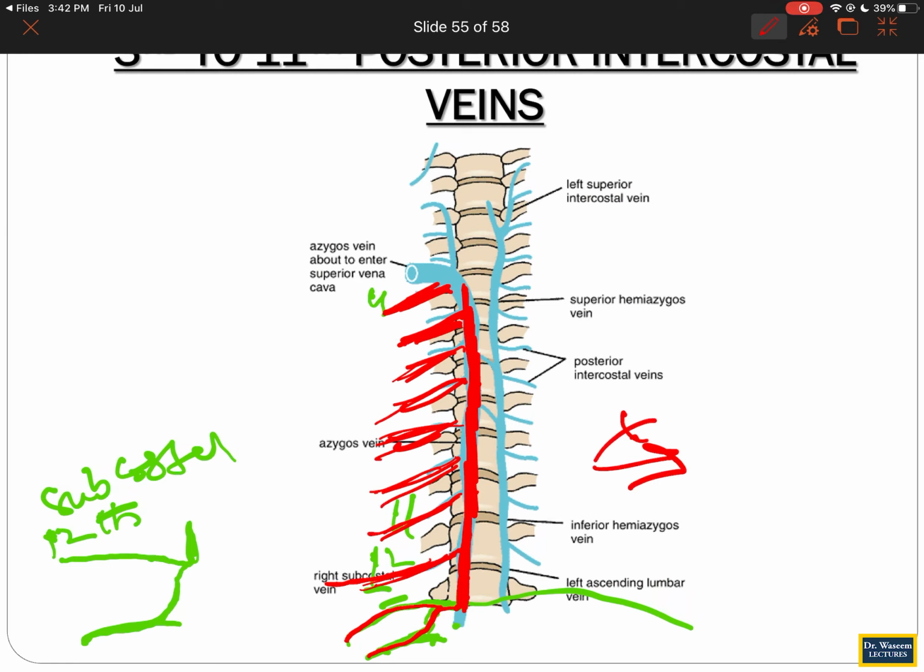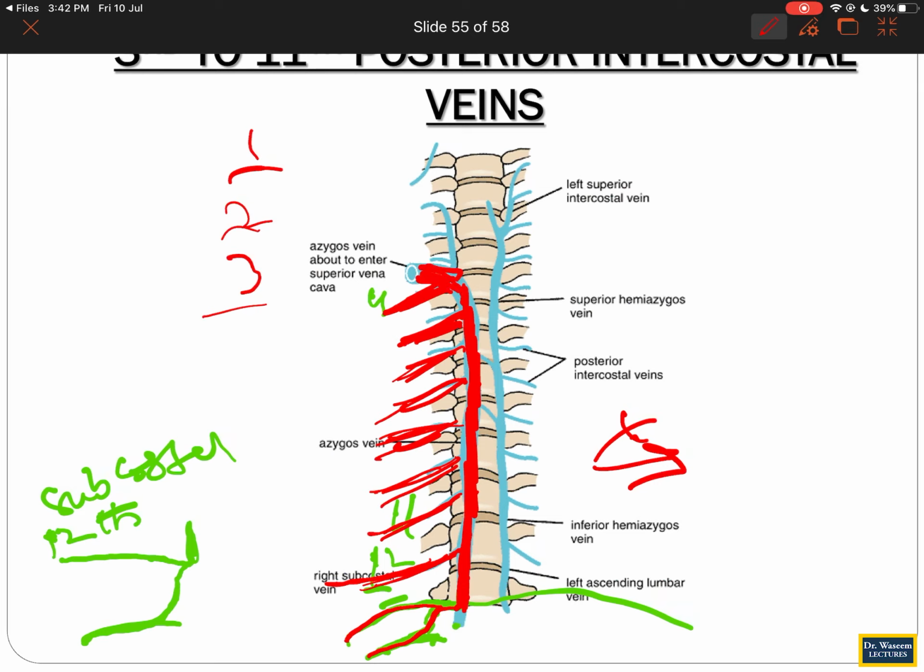Okay, here, so how many spaces remaining? First, second and third spaces are remaining. We will actually see them. In arteries, how many spaces are remaining there? Only first and second. But here in the vein, all these spaces are remaining. So here a big vein has been shown. This is called the azygous vein.